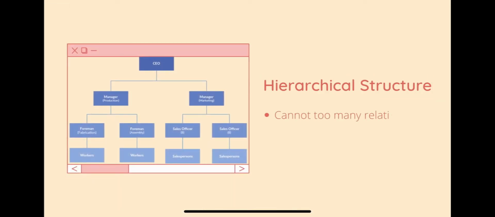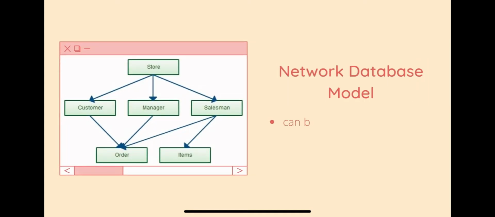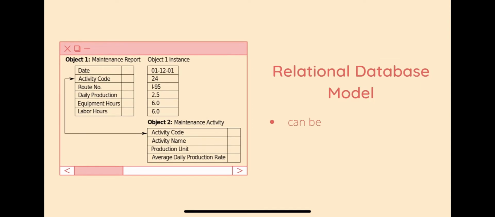A hierarchical structure cannot have too many relationships, as the figure shows. A network database model can have many relationships because it is flexible. The example is in the figure. And the last one is the relational database model, which can be related with different tables as shown in the figure.